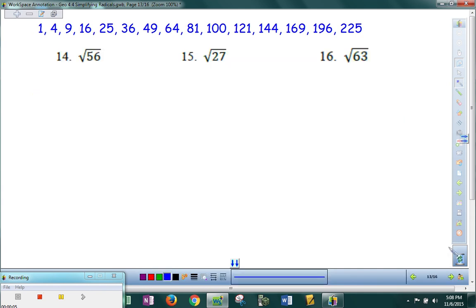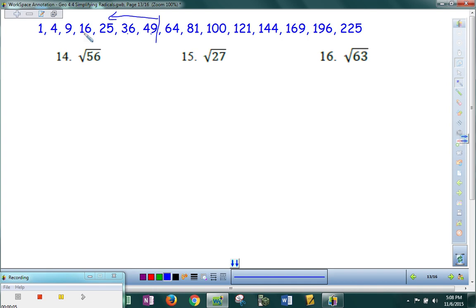Alright, we're going to try a few more here. We've got the square root of 56. That falls in between 49 and 64 on our list here. And we're going to work our way backwards, just like we did on the last one. Does 49 go into 56? It does not. Same thing for 36. It does not go in evenly. Neither does 25. What about 16?